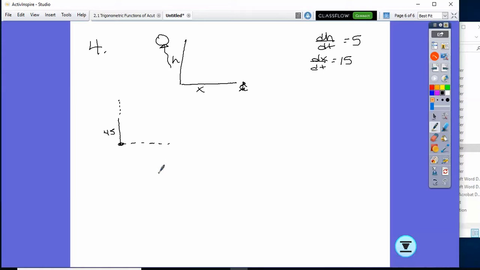It says, how fast is the distance between the boy and the balloon increasing? So I'm looking for this side, let's call it y. I'm wanting how fast that's changing. I'm looking for dy/dt.